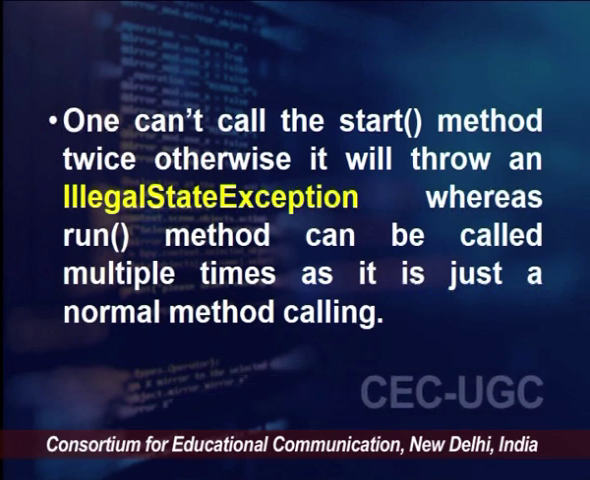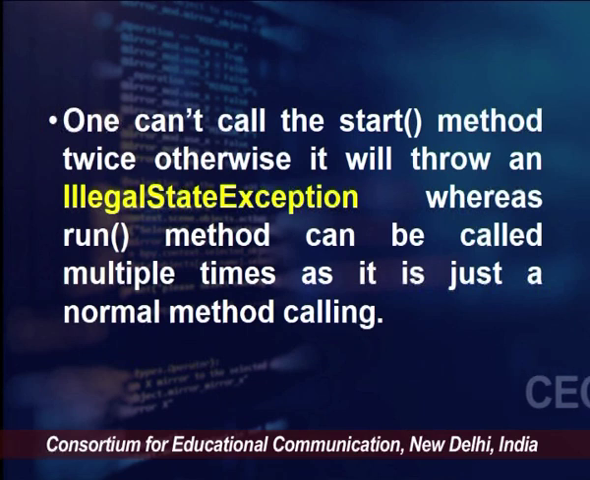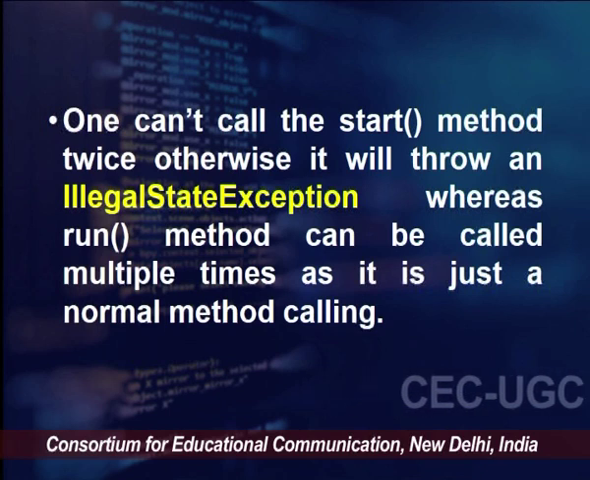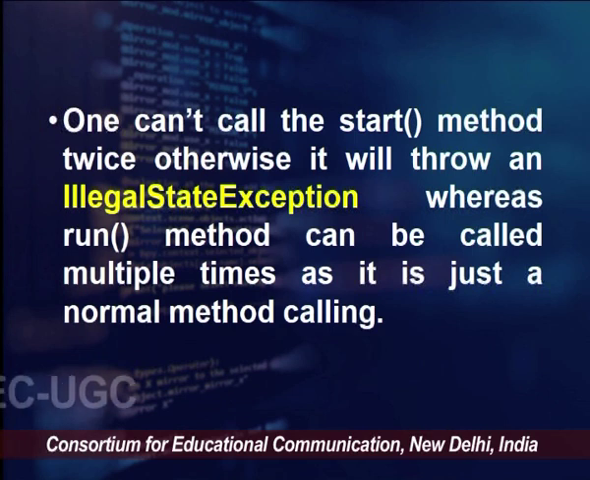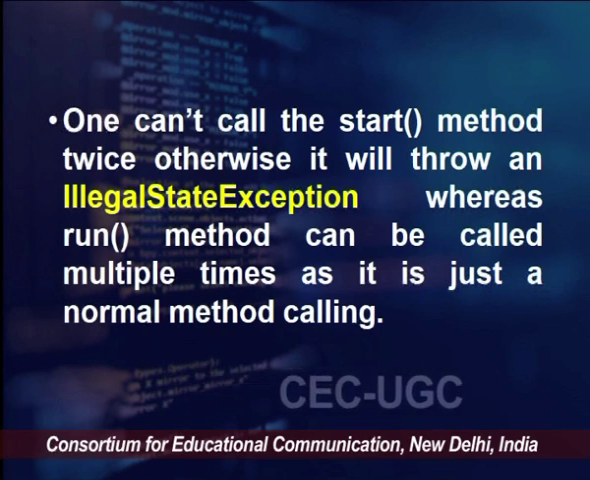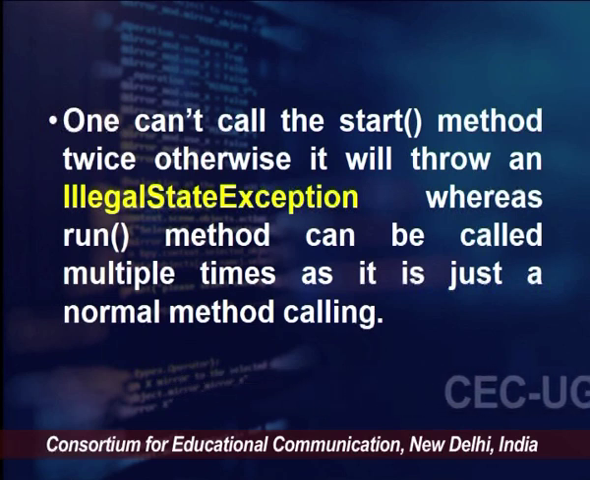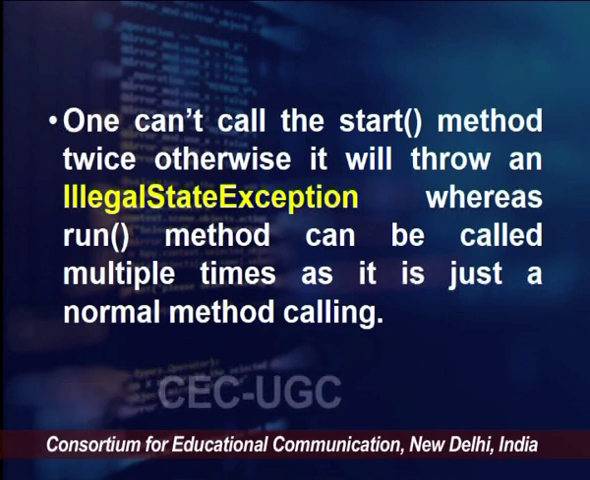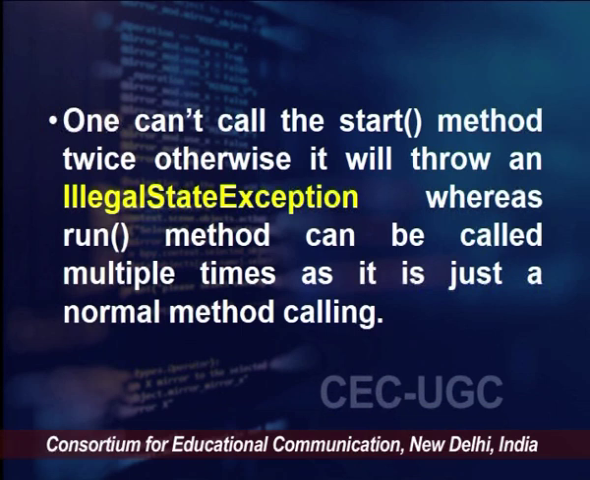One thread which is created is in the new state, and then on the same thread you are calling start again, or you are keeping that thread in the new state once more. So, you cannot call the start method twice, otherwise it is going to throw an illegal state exception, and that is why the exception has been named illegal state exception.